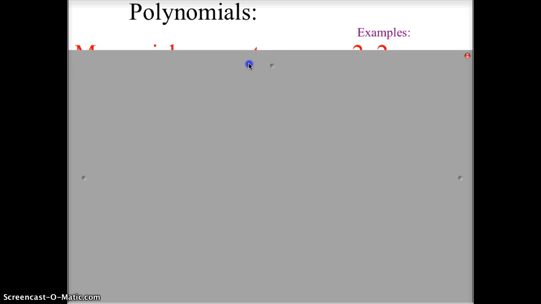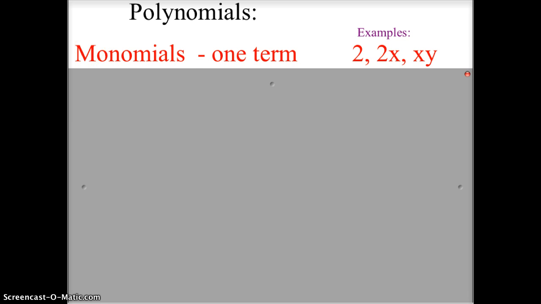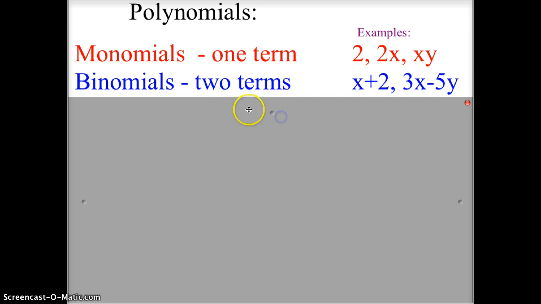So, some different kinds of polynomials. Once they started coming up with this whole concept of polynomials, they decided to give them names. First of all, if you have a monomial, mono means one, so there's one term, such as 2, 2x, or xy. Those are all examples of monomials. Binomials is when you have two terms that are either added or subtracted together. So we've got x plus 2 and 3x minus 5y. Those are binomials because there are two pieces.